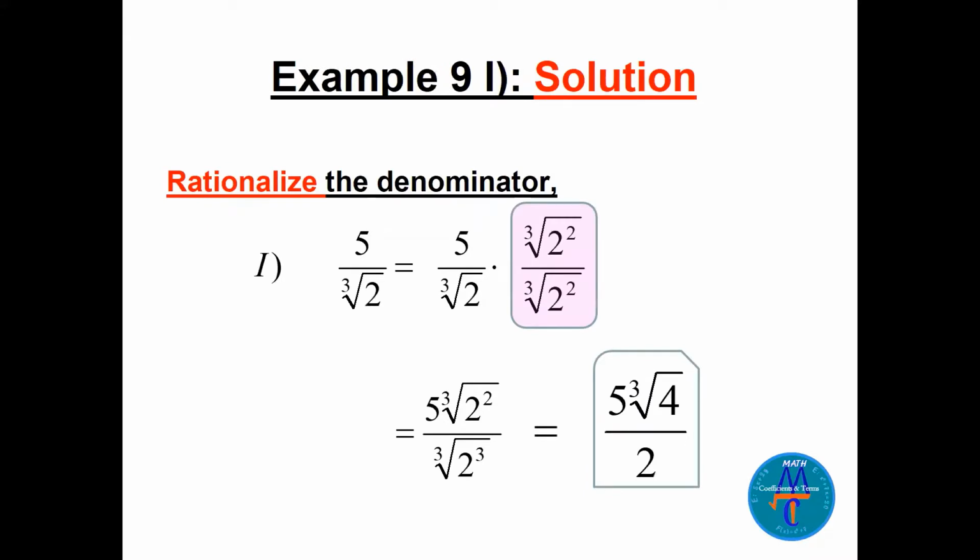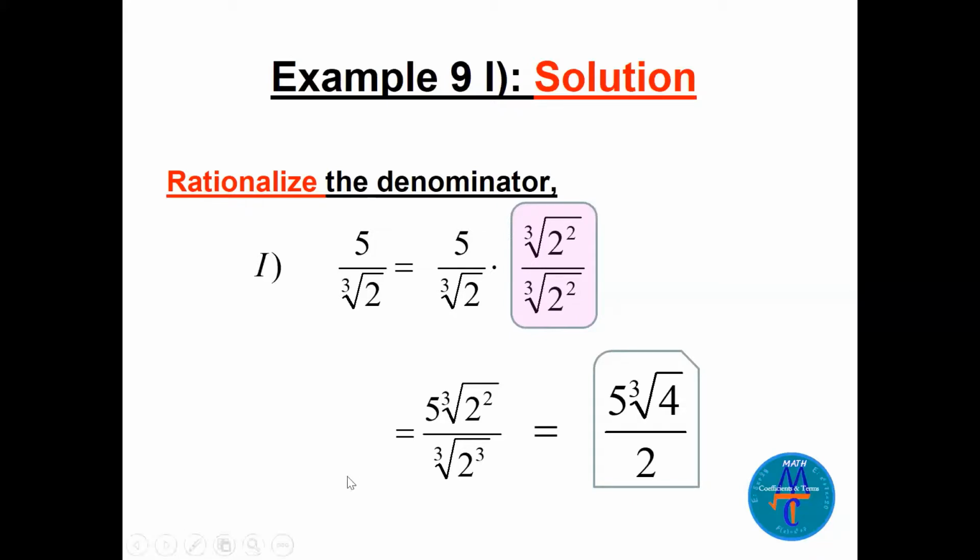Let's see the first one. Did you get this answer, please? 5 over cube root of 2. I multiply by cube root of 2 squared over, should be the same number. You see this one in the color here should be the same number because you cannot change the question. This is like you multiply by 1. Cube root of 2 squared, cube root of 2 squared. Why 2 squared? Because the index 3, I have 1 2. So I need 2 2's.